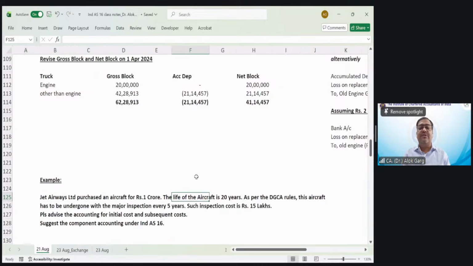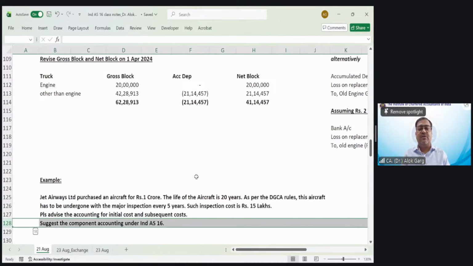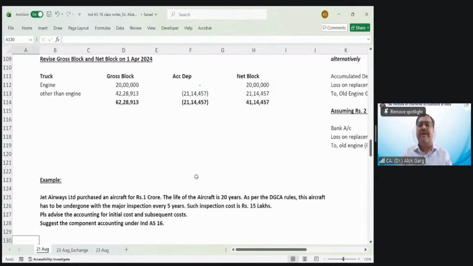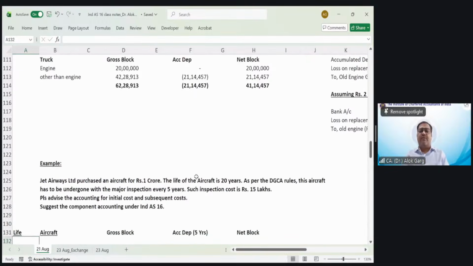As per DGCA rules, this aircraft has to undergo a major inspection every 5 years. Such inspection cost is 15 lakhs. Please advise the accounting for initial cost and subsequent cost. Suggest the component accounting under Ind AS 16. This is known as component accounting.